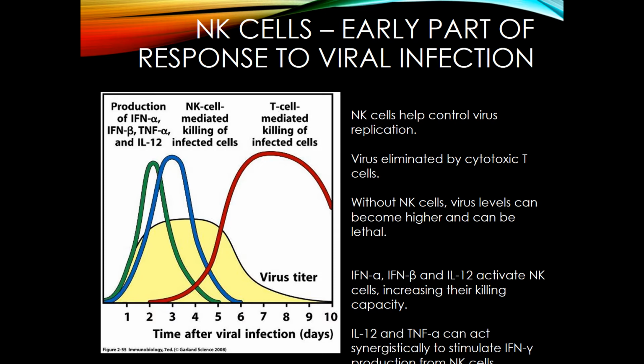The interferon alpha, beta, and IL-12 help activate natural killer cells, and they also help increase their killing capacity. So they activate them, and that results in their increasing their ability to kill infected cells. IL-12 and TNF-alpha can also act synergistically to stimulate interferon gamma production from natural killer cells, and that's where natural killer cells can be producing cytokines that can activate other cells, such as macrophages.